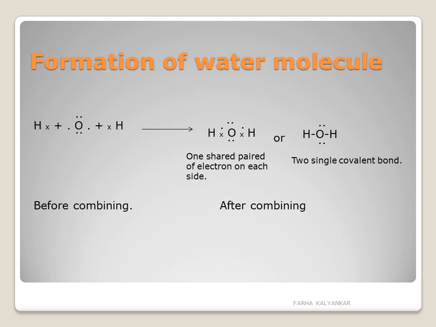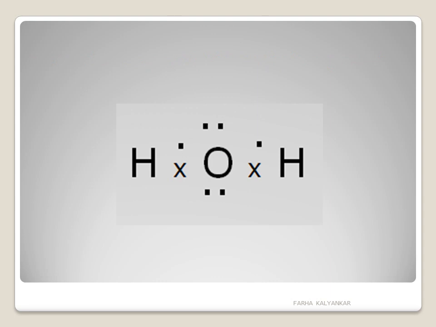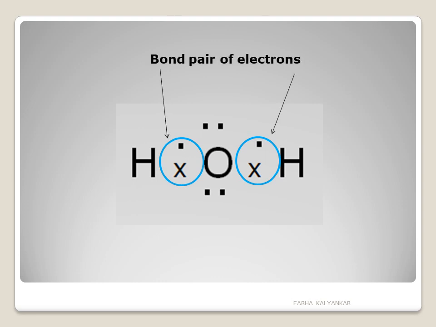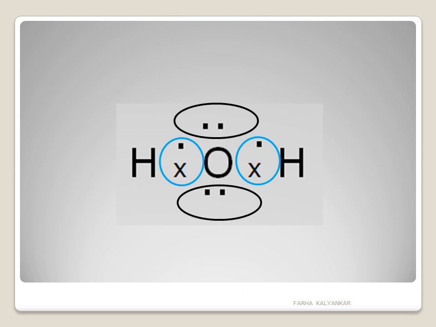We have seen the formation of the water molecule. In this water molecule formation, I have this pair of electrons which are shared between oxygen and hydrogen, called the bond pair of electrons because they are responsible for the bond formation. Whereas I have these two electrons which don't take part in any bond formation or which don't pair with any other atoms. They are called lone pair of electrons.